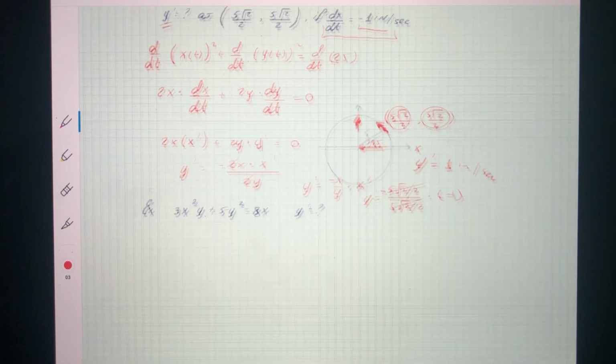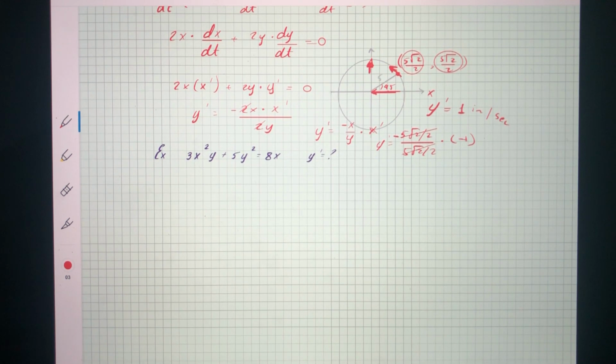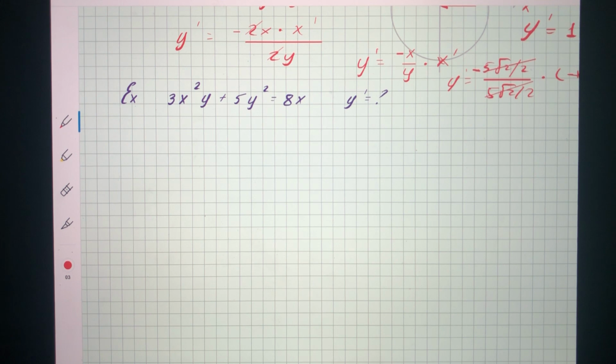One last example. Let's use Newton notation to take a derivative of this function. It is not solved for y. We cannot solve this function for y, even if we wanted to. The only approach is implicit. So let's apply implicit differentiation. So here we will take 3x squared y plus 5y squared. We'll take a derivative, and then we'll take a derivative of the other side.